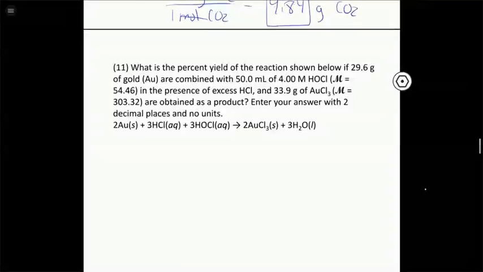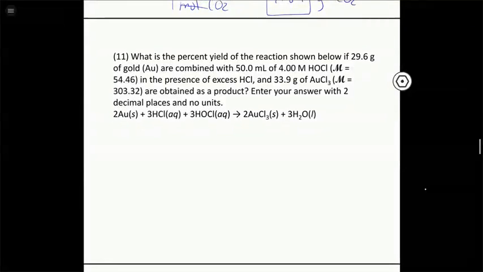What is the percent yield of the reaction shown below if 29.6 grams of gold are combined with 50 milliliters of 4 molar HOCl in the presence of excess HCl, and we form 33.9 grams of gold chloride? All right, so there's a lot of information here, but keep in mind that what we're looking for is percent yield.